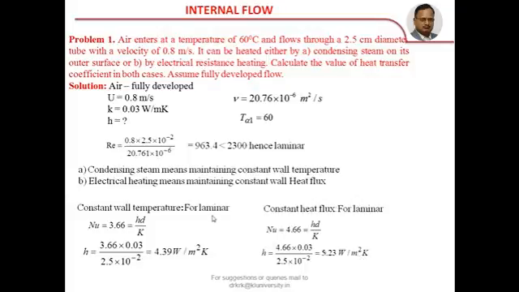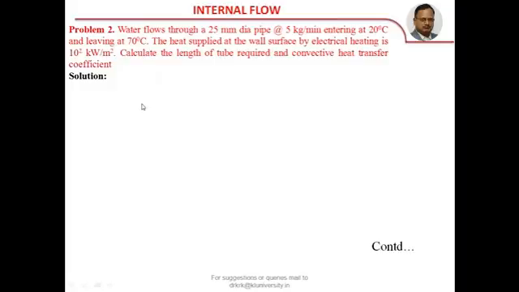In constant wall temperature for laminar flow, the Nusselt number is 3.66 fixed, which is equal to Hd by K. So therefore H is equal to 4.39. And in constant heat flux laminar flow, the Nusselt number is 4.36, which is again equal to Hd by K. So therefore H equals 5.23. See, that is the advantage we have in laminar flow. Directly we take the Nusselt number from the tables for circular pipes under laminar condition, and then we calculate the value of H.